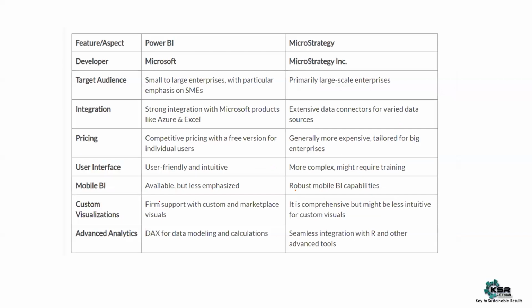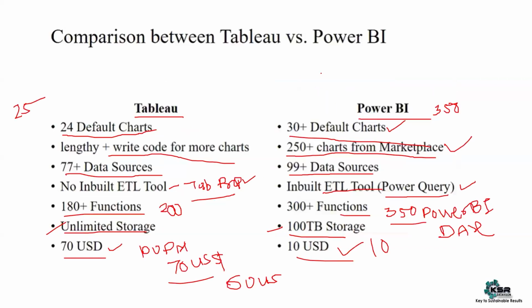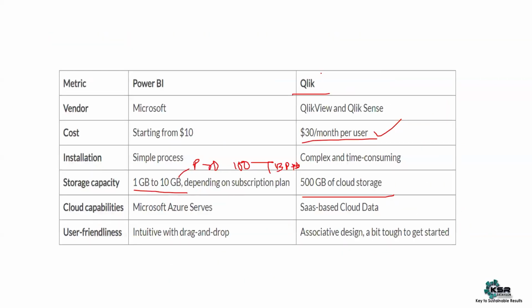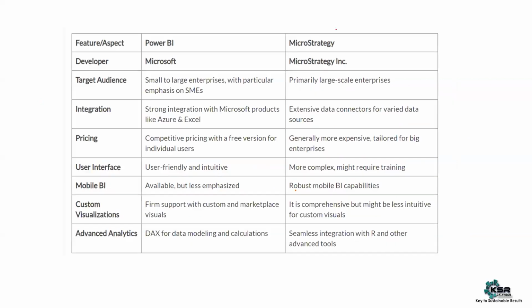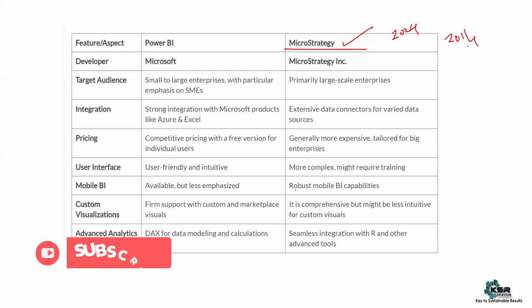If you compare Power BI and MicroStrategy, you will have a question, why am I comparing with all these tools? In the current market, Tableau is the second most leading tool. But if you go 10 years back, MicroStrategy was one of the most powerful tools. Now we are in 2024; somewhere around 2014 or prior to that, maybe 2013, 2012, MicroStrategy was one of the most powerful tools. It had complete market dominance for almost 15 years.